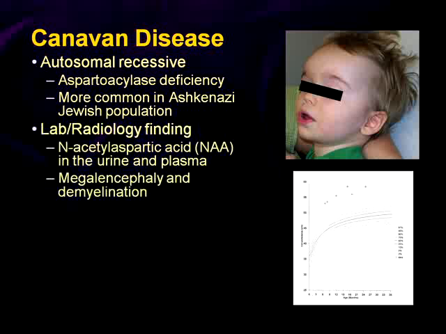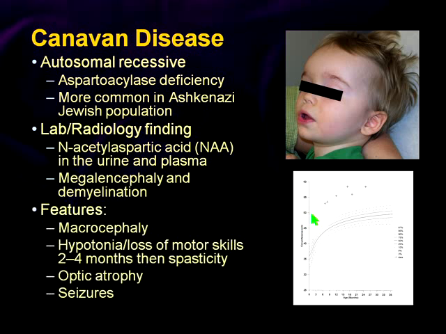These kids always have big heads, and you can see the growth chart here. The head circumference is way above the standard. Not only is their head big, but also the brain is big, and there's also evidence of demyelination. They can have hypotonia and loss of motor skills at 2 to 4 months, and then become very spastic, with optic atrophy and seizures.